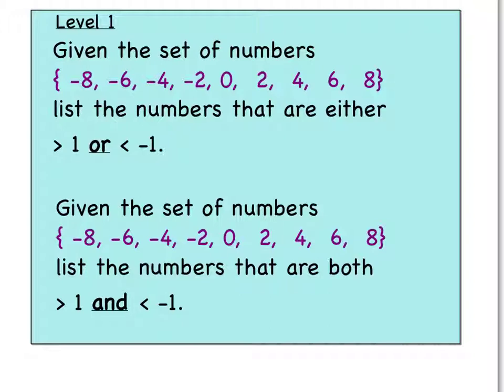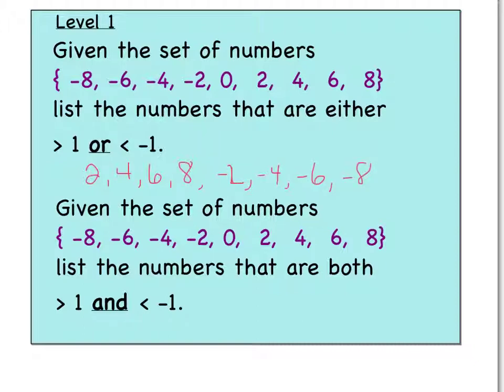It says, given the set of numbers negative 8, negative 6, negative 4, negative 2, 0, 2, 4, 6, 8, list the numbers that are either greater than negative 1 or less than negative 1. So the ones that are greater than 1 would be 2, 4, 6, 8, and the ones that are less than negative 1 would be negative 2, negative 4, negative 6, negative 8.